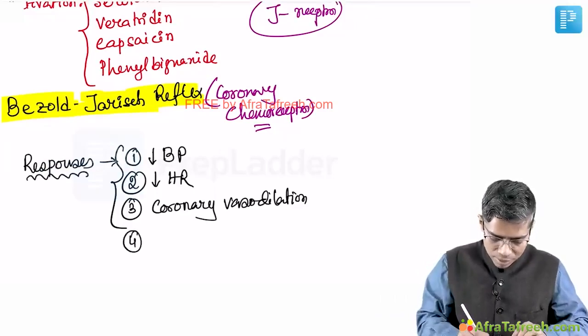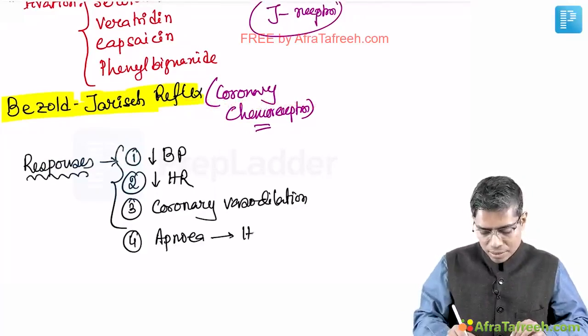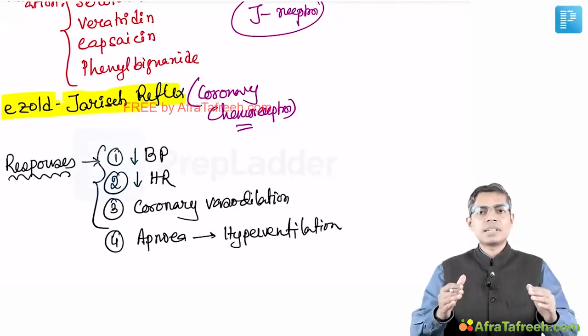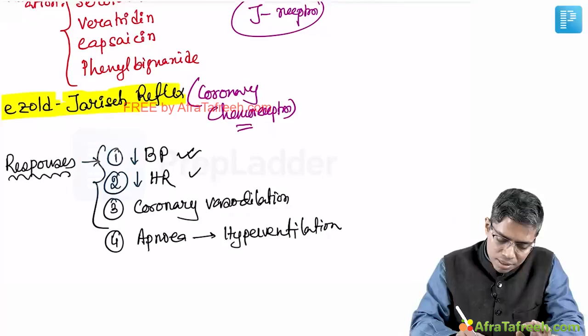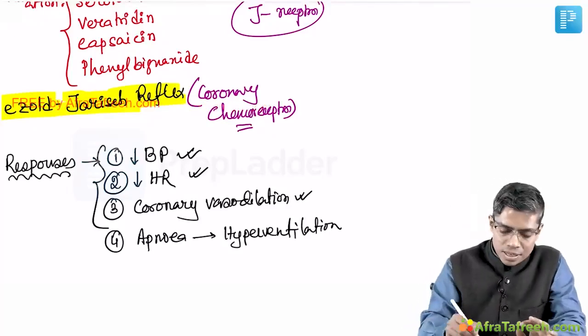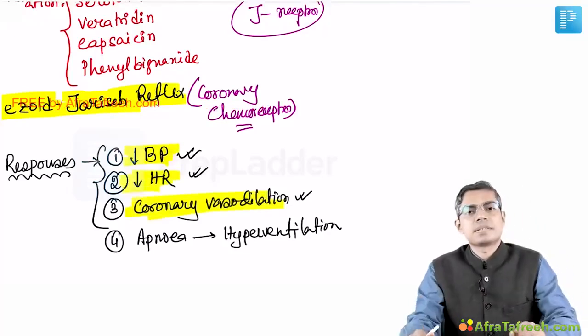Additionally, there will be a fourth response. There will be sudden apnea, followed by compensatory hyperventilation. Getting my point? So sudden apnea followed by compensatory hyperventilation, along with hypotension, bradycardia and coronary vasodilation. These three are known as the triad of the Bezold-Jarisch reflex.